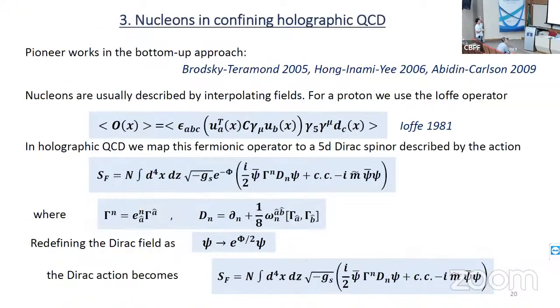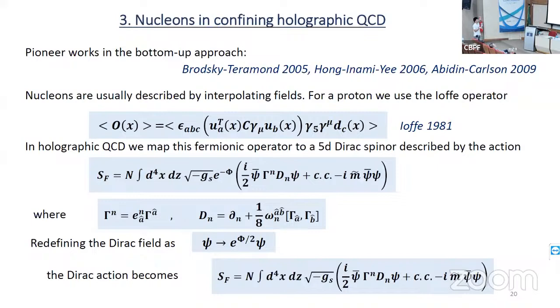So for nucleons, I forgot to mention that in vector mesons, there were some pioneer works by Grigoryan and Radyushkin, and also Erlich, Katz, Son, Stephanov and Karch, Katz, Son, Stephanov. And for nucleons, the pioneer works were Brodsky-de Teramond, Hong-Inami-Yee, and then Abidin-Carlson.